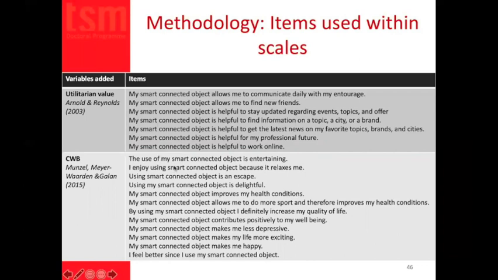So you see the conceptualization of well-being is quite easy. We integrate the experiential hedonistic aspect: it's entertaining, it's relaxing, it's an escape, it's delightful. So you have more the aspects of joy. It improves my health conditions. It improves my quality of life and well-being. It makes me less depressive. So that is the psychological well-being. It makes life more exciting, makes me more happy. So that is the affective well-being. And I feel better. So that is the physical well-being. We use a scale which we developed for our two articles published in 2015, and we used it also in this study.